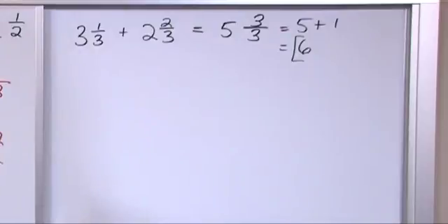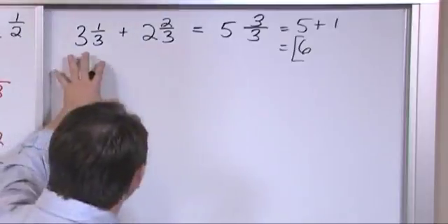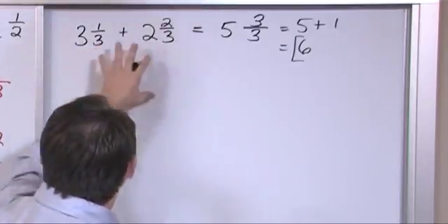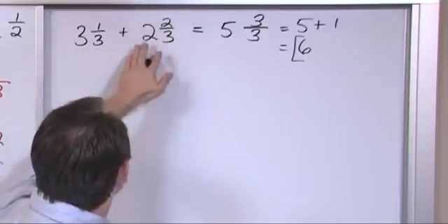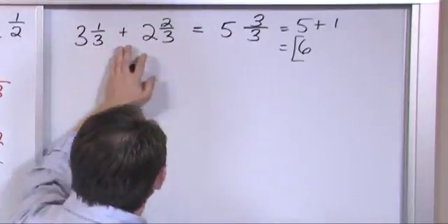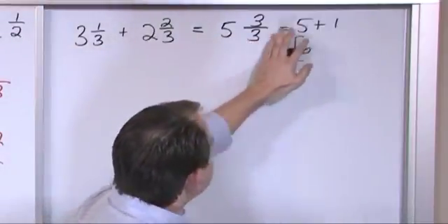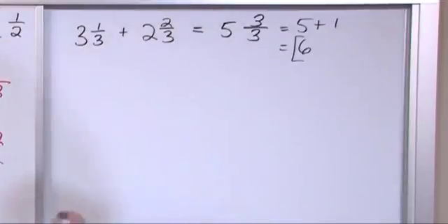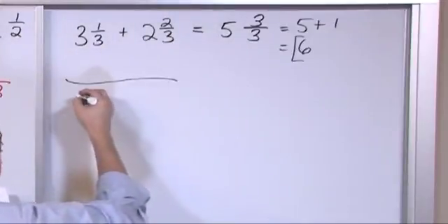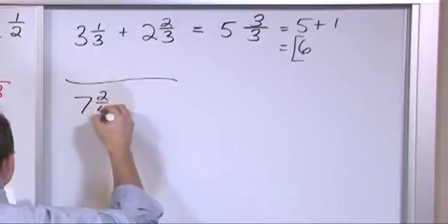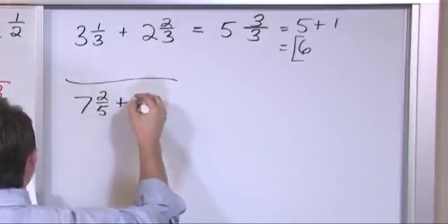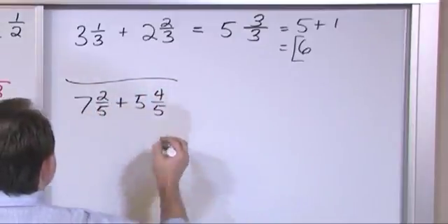And again, there's actually another way to do these problems. I'm going to show you what that is in a minute. But if you're just adding fractions together and they're both positive, a lot of times it's just easier to add the whole numbers together, add the fractions together to get your fraction, and then you have an answer. So what if you had, along those lines, 7 2/5 plus 5 4/5?